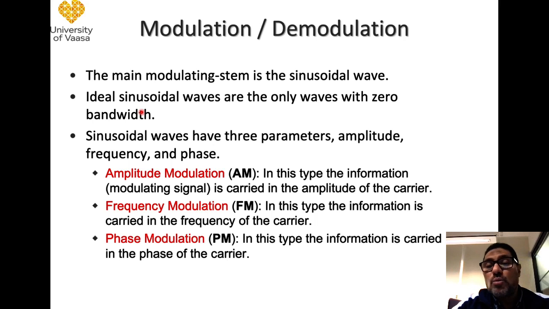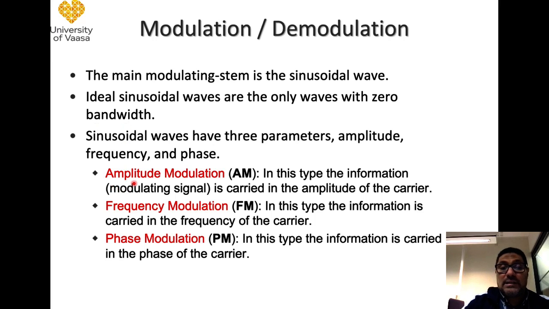So how to modulate the signal? The baseband signal usually could be modulated by the parameters of the sinusoidal signal, because the stem of waves is the sinusoidal wave. The sinusoidal wave is the only wave which has zero bandwidth. It has zero bandwidth, and I will explain what I mean by zero bandwidth. Of course, this is the ideal sinusoidal wave.